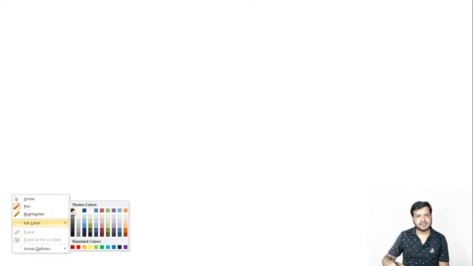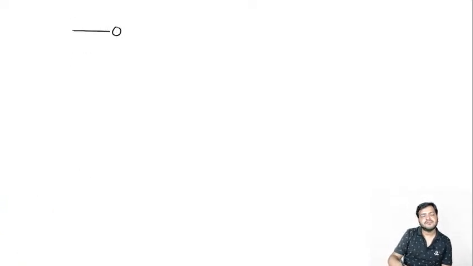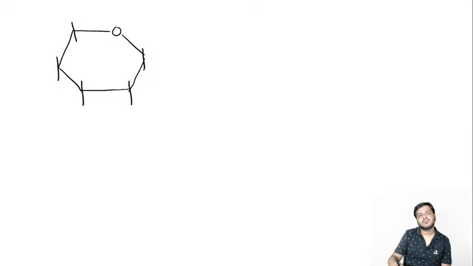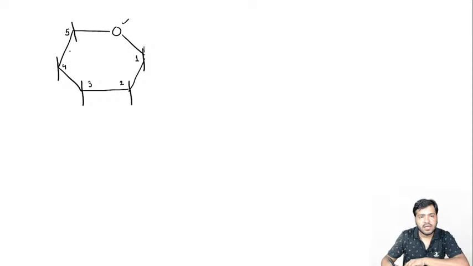Now I will try to draw the cyclic structure. First I will draw the glucose. That is a very simple structure. You already know. We have a 5-membered ring. The 5th carbon is attached to the first carbon via the oxygen bond, then to the second, then to the third, then to the fourth, and the 5th is attached to the 6th one.